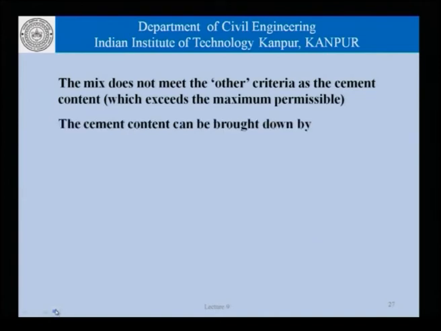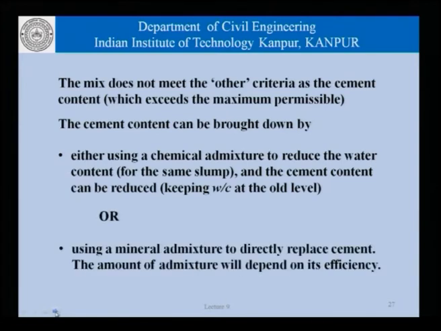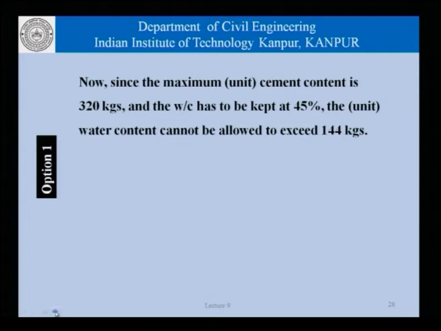The cement content can be brought down by either using a chemical admixture to reduce the water content for the same slump, and the cement content automatically gets reduced, keeping the water cement ratio at the same level. We will see this in an example just now, or we use a mineral admixture to directly replace the cement, and the amount of mineral admixture of course will depend on its efficiency, and that too we will see in this example.